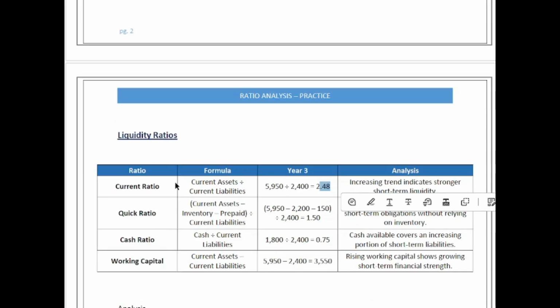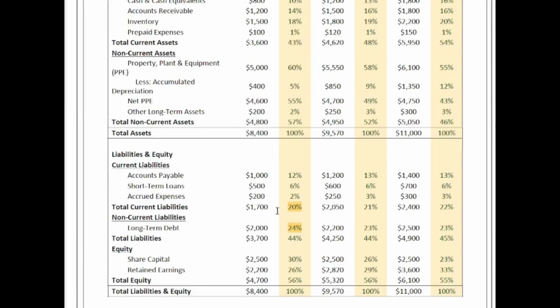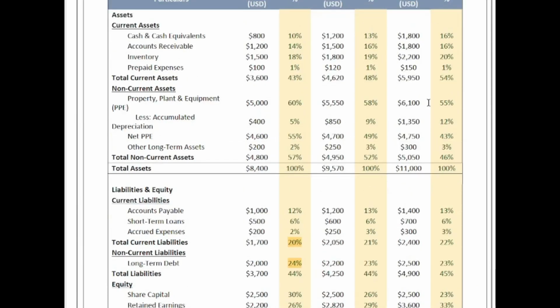In the same way you can calculate the quick ratio. So how do we measure the quick asset? You have to reduce the inventory and prepaid from the current asset. So we'll come to here. The total current asset is 5,950. From this 5,950, we have to remove this 2,200 and 150, that means inventory and prepaid, to get the quick asset.